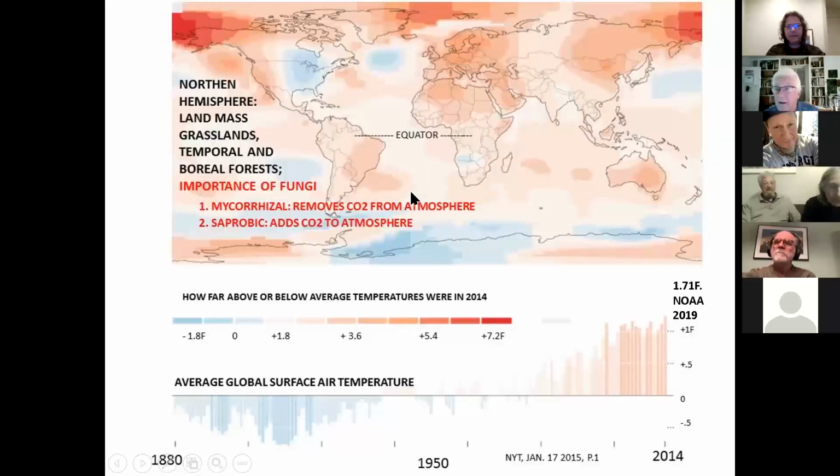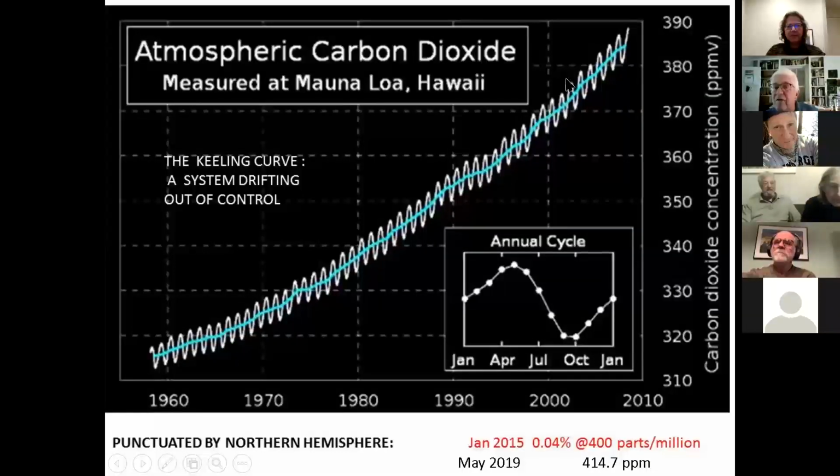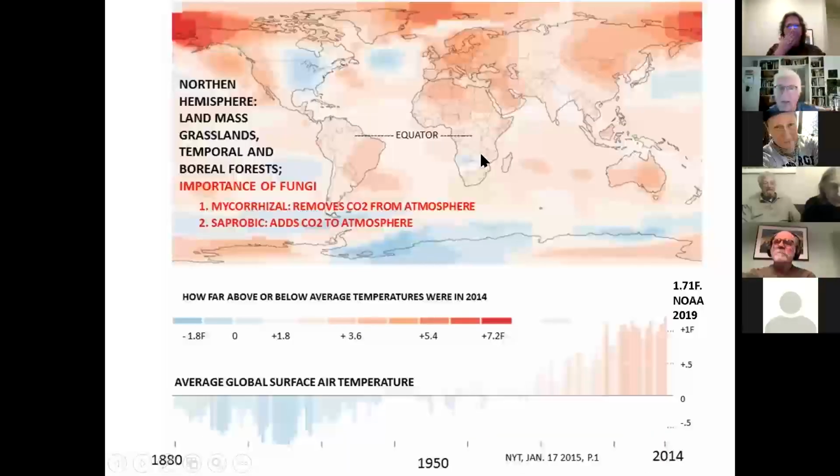So the CO2, if I just go back to this curve here, it doesn't matter where in the world you go, you find the exact same signature. And that tells us that the most important part of the globe, the Earth, the ecosystem for regulating CO2 in the atmosphere, natural, is not the equator, not subtropics, although they're important, but it's the northern hemisphere. And here we have a huge landmass, lots of grasslands. There's temperate and boreal forests there. And this gets at the importance of land-based fungi. So we'll talk about those now.